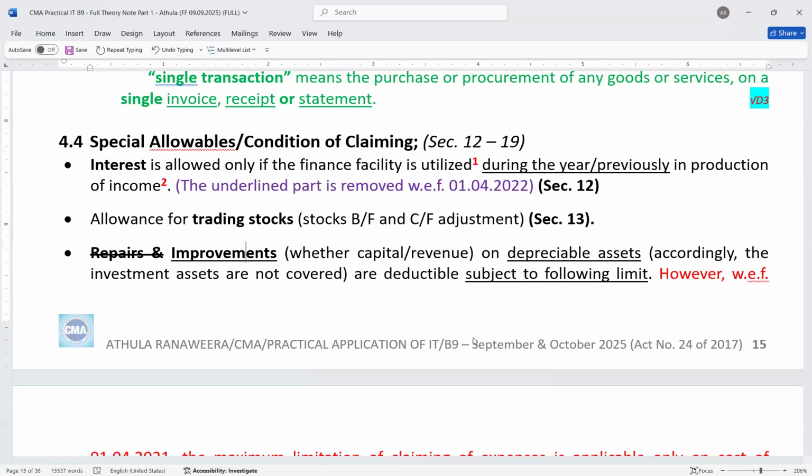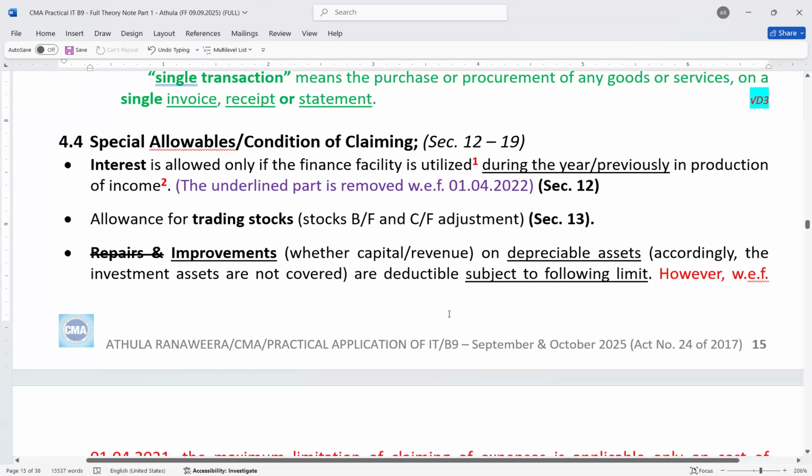Improvements on depreciable assets. Now this particular improvement may be of capital nature or of revenue nature. Whether it is capital nature or revenue nature, in either case this is applicable. Now, originally, first we'll read it. Original thing: repairs and improvements, whether of capital or revenue nature, on depreciable assets, are deductible subject to some upper limits.